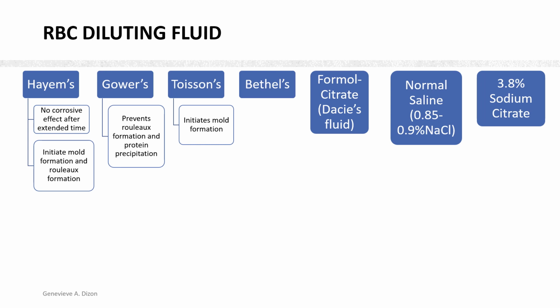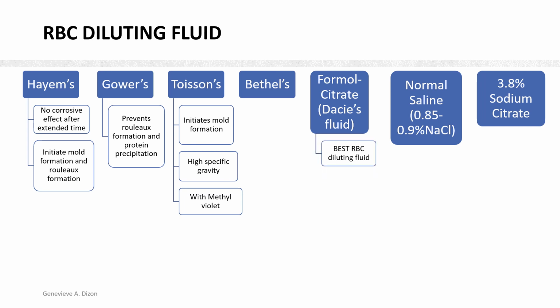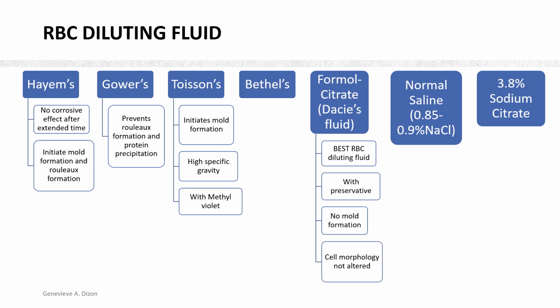Toisson's also initiates mold formation and should be filtered. It has a high specific gravity and contains methyl violet. This is usually used by beginners since red blood cells are easily identified from the white blood cells whose nuclei stain blue. Formal citrate or Dacie's fluid is the best RBC diluting fluid, as it contains a preservative, therefore no mold formation. It also prevents the alteration of cell morphology.